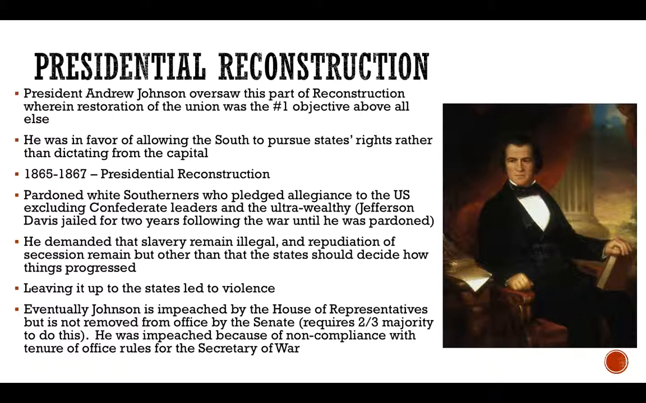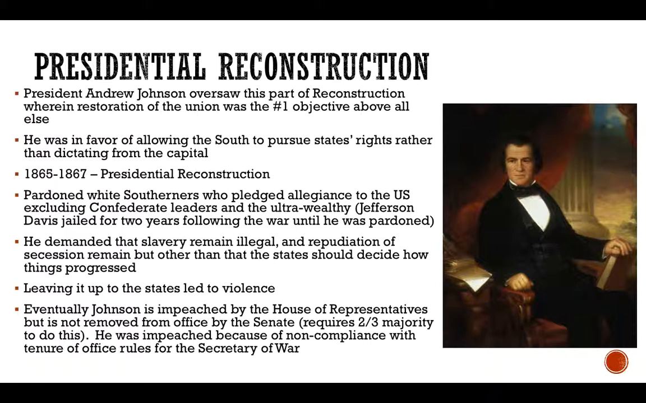So we'll move on to the technicalities of what Reconstruction is. A lot of those are the social changes and vast economic changes that you see, and the political repercussions of this era will come here. So presidential Reconstruction is the first phase of Reconstruction.